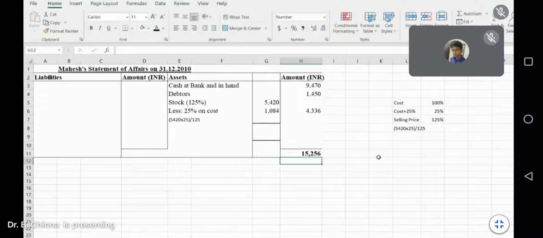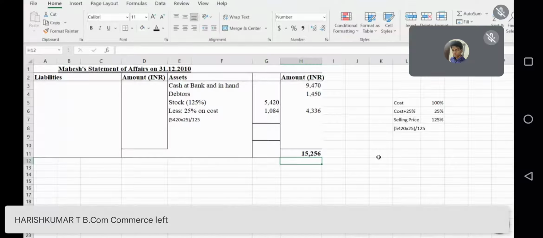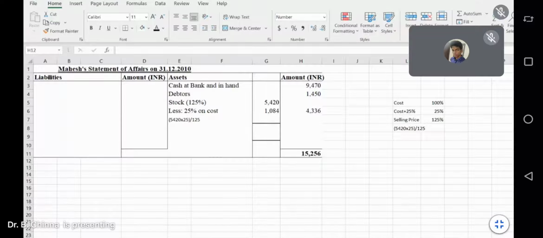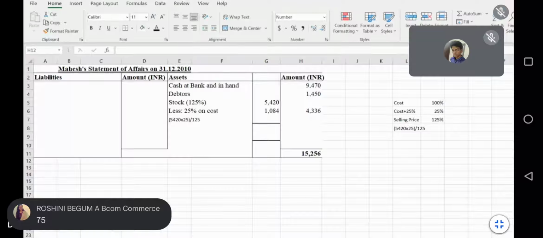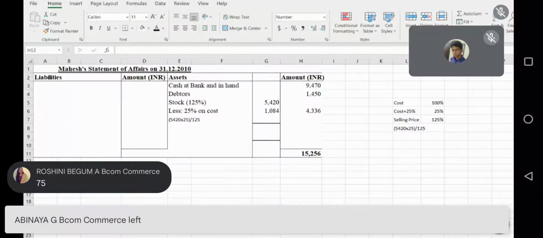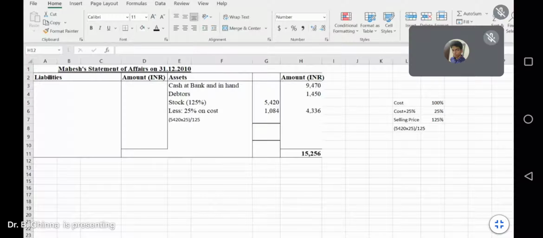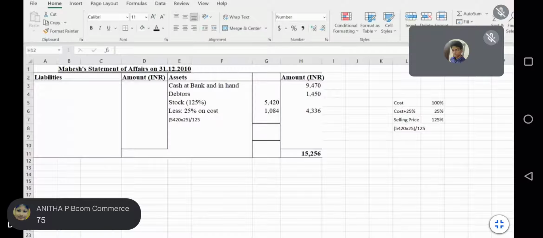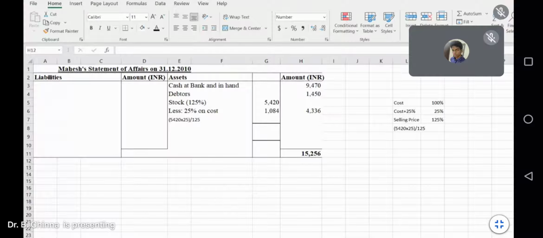Students, I'm just going to ask one more question on this. If 25% is going to be added to the cost, what might be the profit percent? Just give a guess. Profit is 75%? I'm asking about the profit percentage. 125, sir. No, the selling price is 125. I'm asking about the profit.